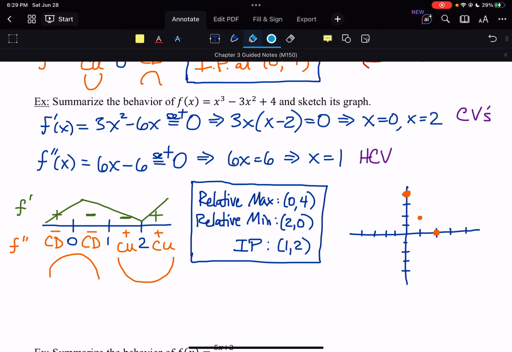Okay, so everything from 1 to the left is concave down. So like that. Everything to the right of 1 is concave up. So something like that. Okay, so it's good sometimes just to rough sketch it out first, so you know where everything is supposed to go.